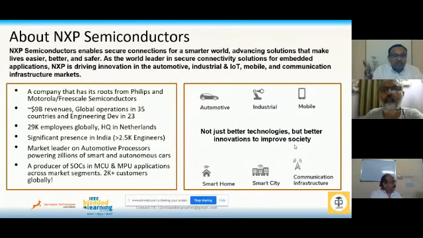A producer of SoCs in MCU and MPU applications across market segments with almost 2,000 plus customers globally. So you can see the presence of NXP in multiple of these areas and industries, and that is going to be driving the future of our markets.